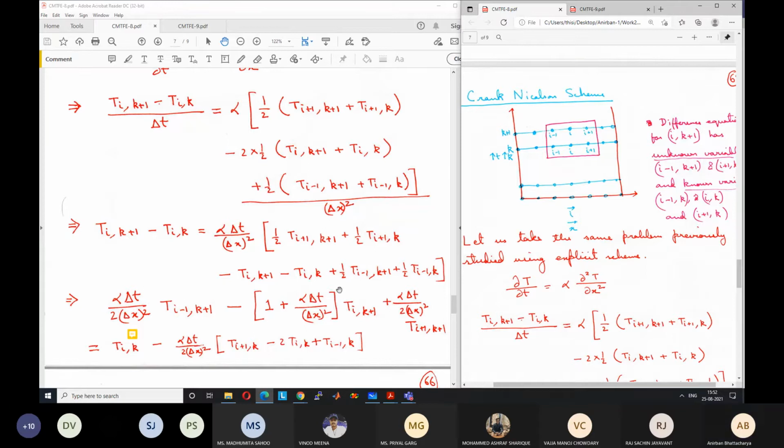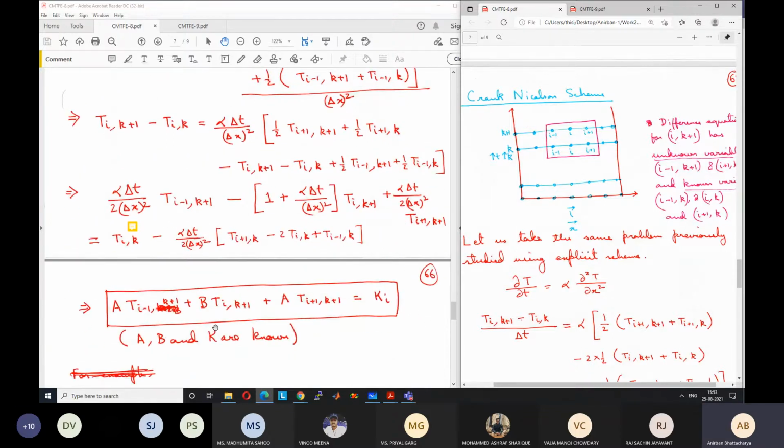Then the second term is alpha delta t by 2 delta x square into 2, because we have already divided by 2, so we are multiplying by 2, into 2 T i comma k. And the third term is T i minus 1 k, similar to T i plus 1 comma k. Again, because you are taking it to the other side, this negative sign is there. But this one is actually negative, and when you take it to the other side it becomes positive, so we have a double negative. So this is correct. There is a sign mistake, I think, here, because this term is already here, minus T i comma k, so it should be minus T i comma k.